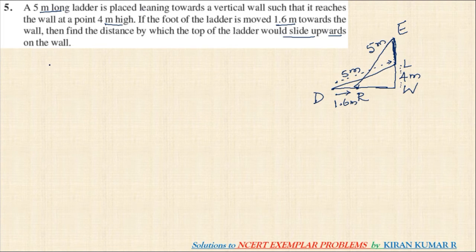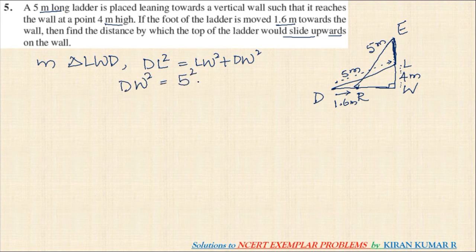Just observe, we have got a right angle triangle LWD. With this right angle triangle, I can find out the length of the base, meaning the distance of the foot of the ladder from the wall. So in triangle LWD, we have the hypotenuse as DL. So square on the hypotenuse, DL square will be equal to LW square plus DW square. So I can find out DW square as DL square, which is 5 square, minus LW square, which is 4 square. 25 minus 16 is 9. So I can find the length of DW. It will be 3 meters. So DW is 3 meter.